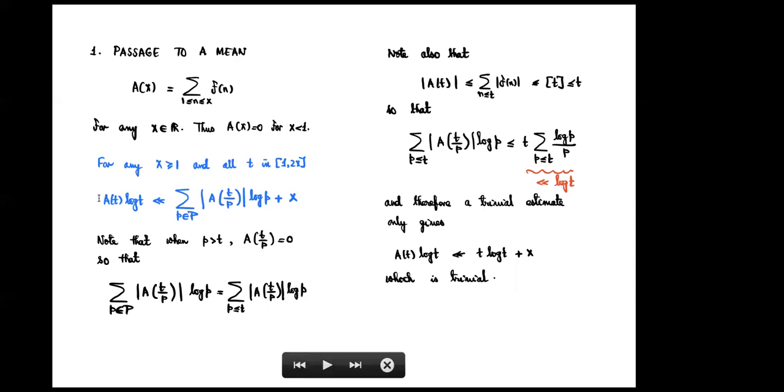The point is that you're saying that this function, the absolute value of A(t) log t, is bounded by its sum over the primes. So you're bounding A(t) log t by a mean over prime numbers. Now it could be that for many primes, this value, A(t/p), is small. And therefore, A(t) log t itself will become small.